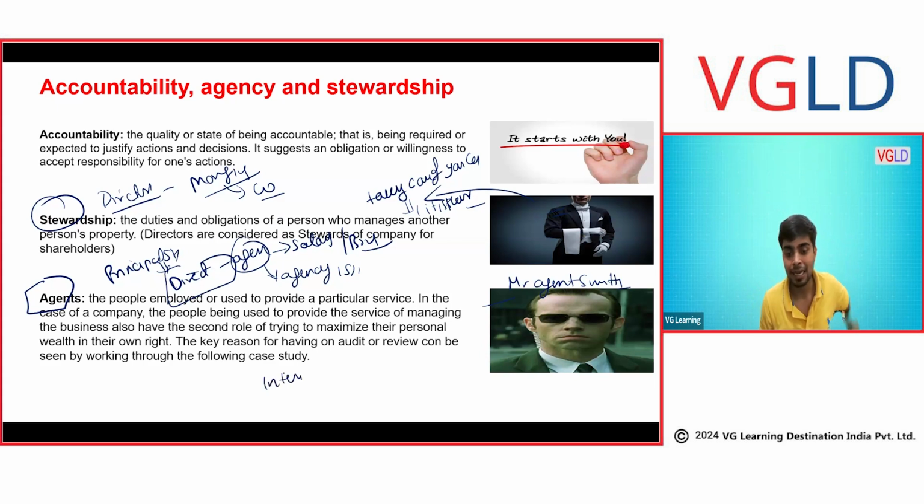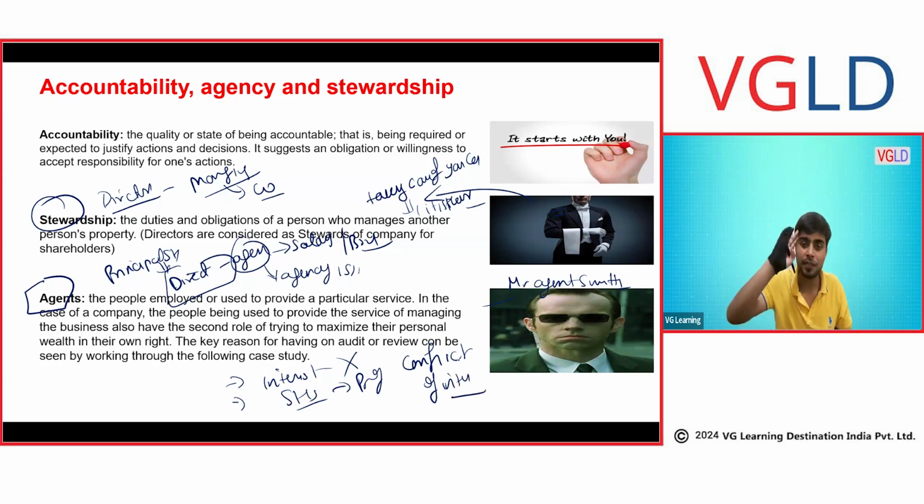They prioritize their interest, let's say receiving salary. The shareholder's interest is basically getting maximum profit. This creates a clash between the director and the shareholder, which is called a conflict of interest. The director is only concerned with their salary. Shareholders are concerned with their profit.